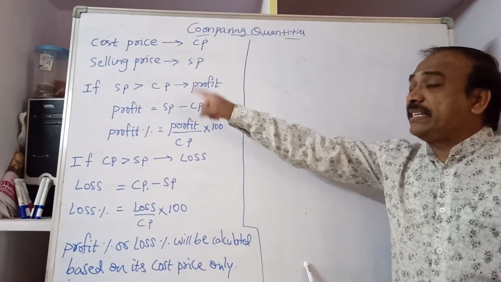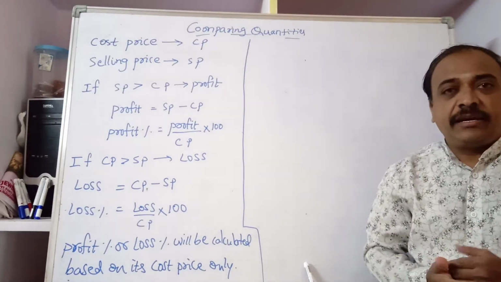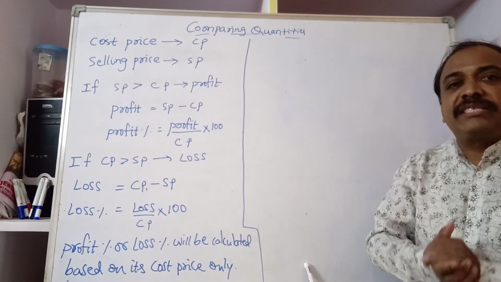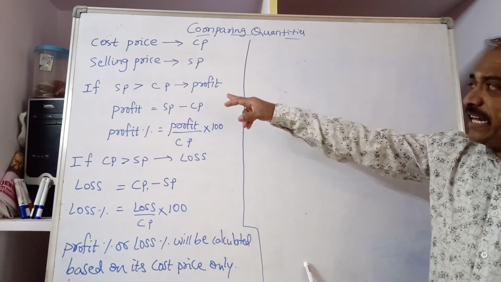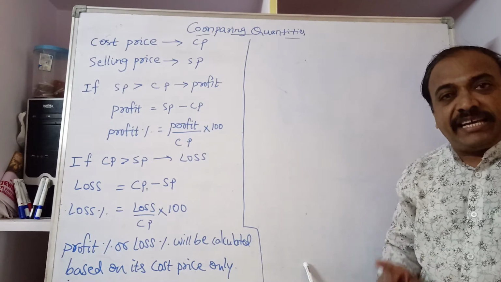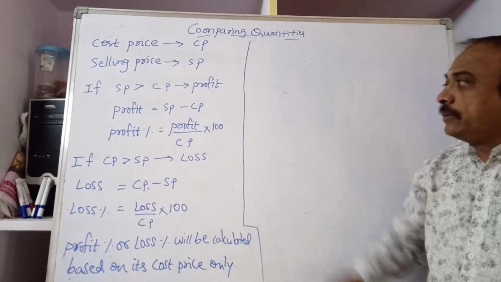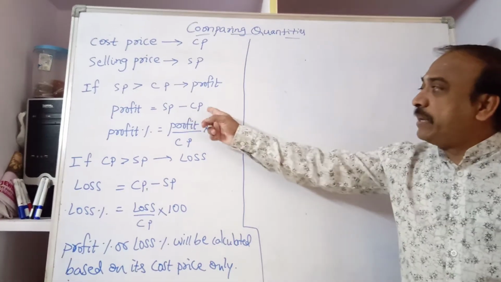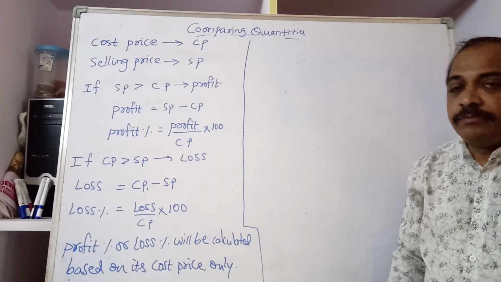If selling price is greater than cost price, suppose you purchased one article for rupees 10 and you sold it for rupees 15, then you are getting a profit. The term is called either gain or profit. So if SP is greater than CP, that is, selling price is more than the cost price, then we obtain profit. Profit is equal to selling price minus cost price. Observe it. Profit is equal to selling price minus cost price.